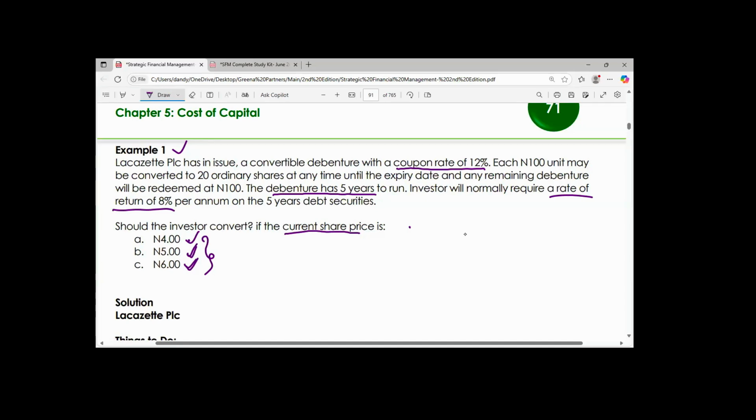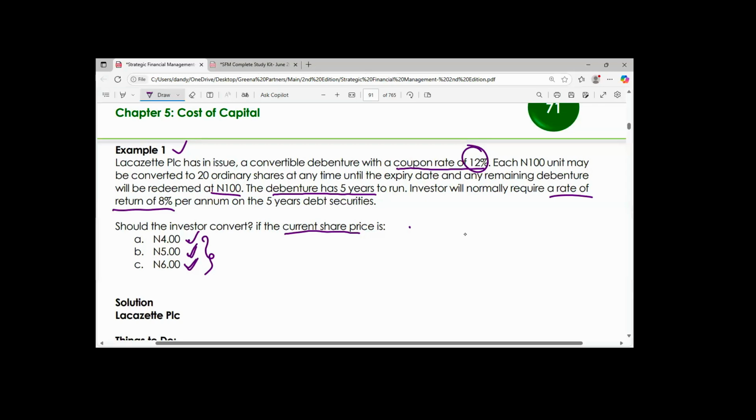The future cash flow will represent the fixed interest as well as the principal repayment, discounted at the yield of the debt. So in this particular question, the coupon rate, the interest rate, is 12%. Like I said, when you talk about coupon rate, it's the same thing as interest rate. So the interest rate is 12%, and you are told that this will be redeemed at 100 naira. So that's the redemption value.